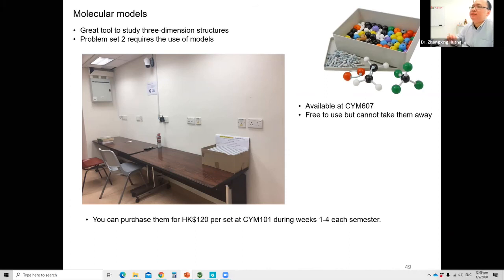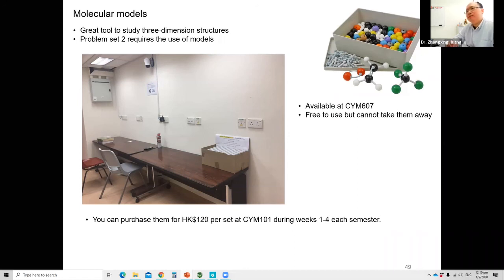There are 2 ways you can practice using a molecular model. At the chemistry building 607, there are some models for you to use. You are free to use them, but don't take them away. They're shared. And you can also purchase them from the office. If you are really interested in organic chemistry or chemistry at large, you really should buy a model set.